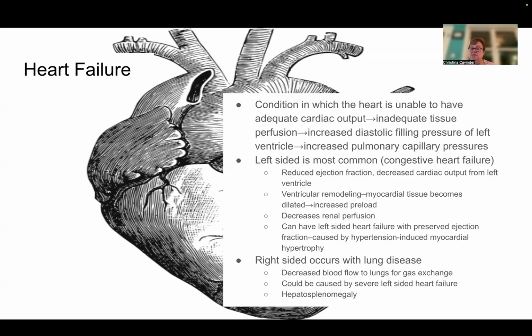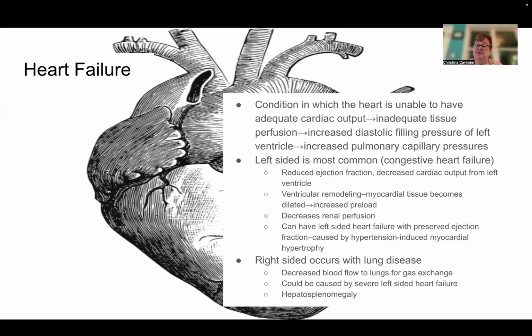So the left side is most common. We call this congestive heart failure, although I think congestive has been dropped. I think we just call it heart failure now. And this is where you have reduced ejection fraction, so not much blood coming out of the heart. And then, as you know, the left ventricle is where the blood is being squeezed to go out the aorta. You have ventricular remodeling so that myocardial tissue becomes dilated. So you have increased preload.